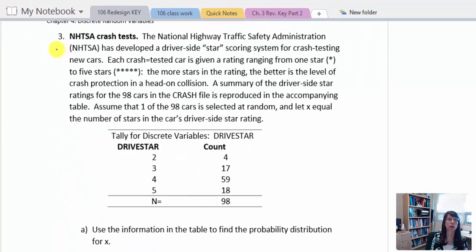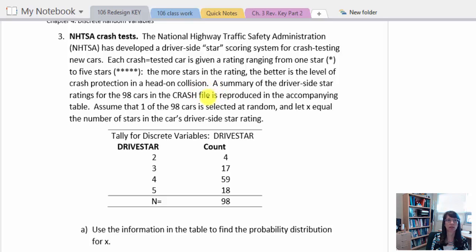For this example, we are looking at NHTSA crash test. The National Highway Traffic Safety Administration has developed a driver-side star scoring system for crash testing new cars. Each crash-tested car is given a rating ranging from 1 star to 5 stars. The more stars in the rating, the better is the level of crash protection in a head-on collision.